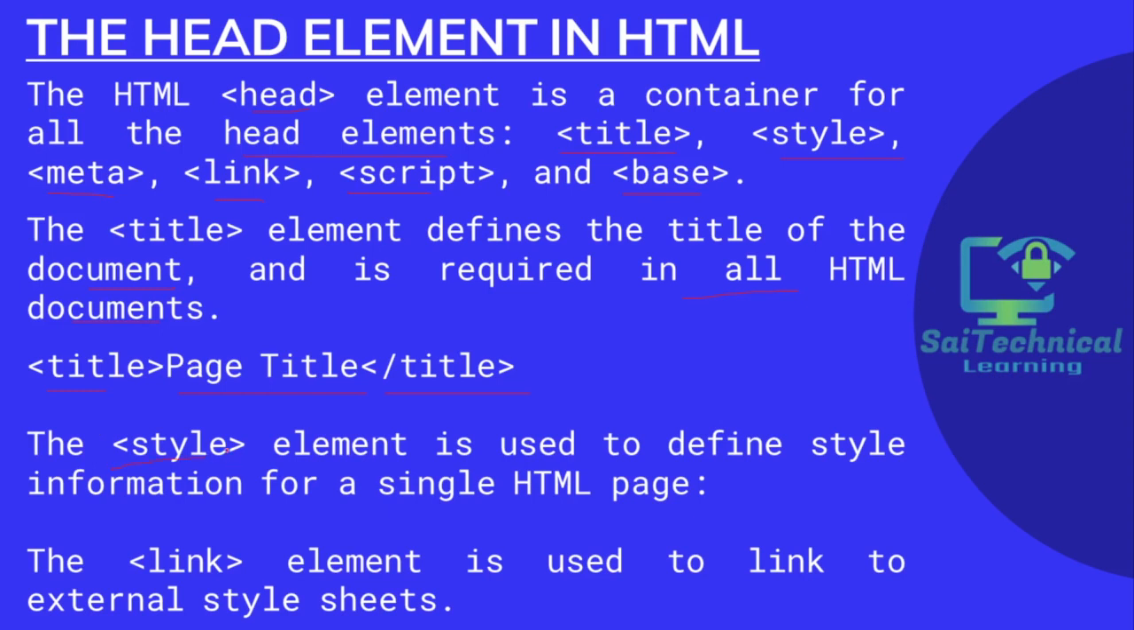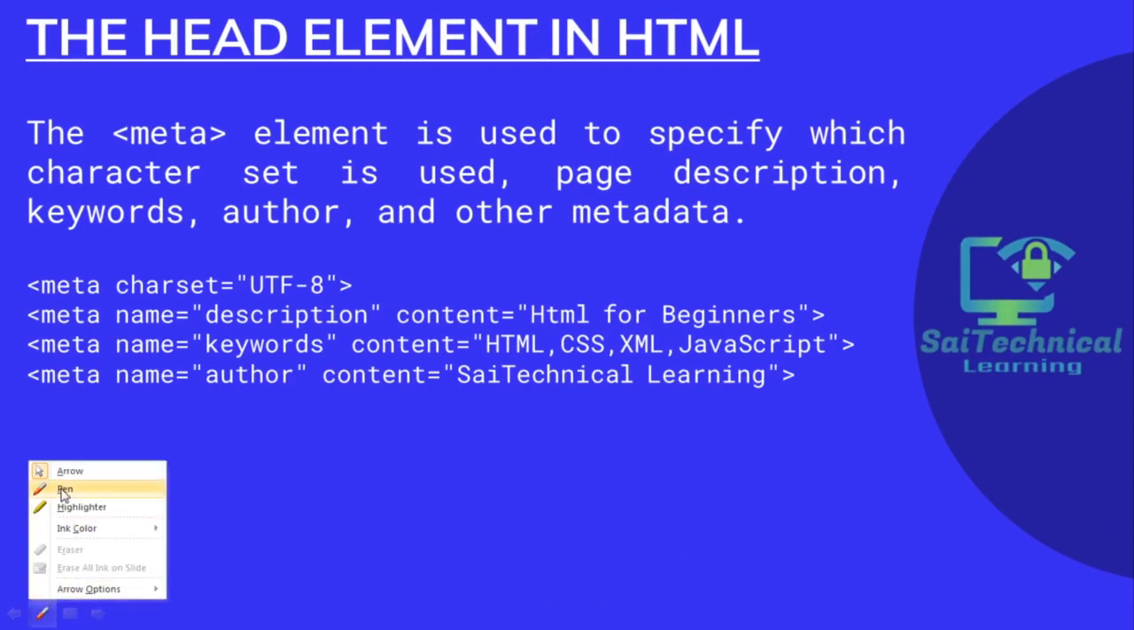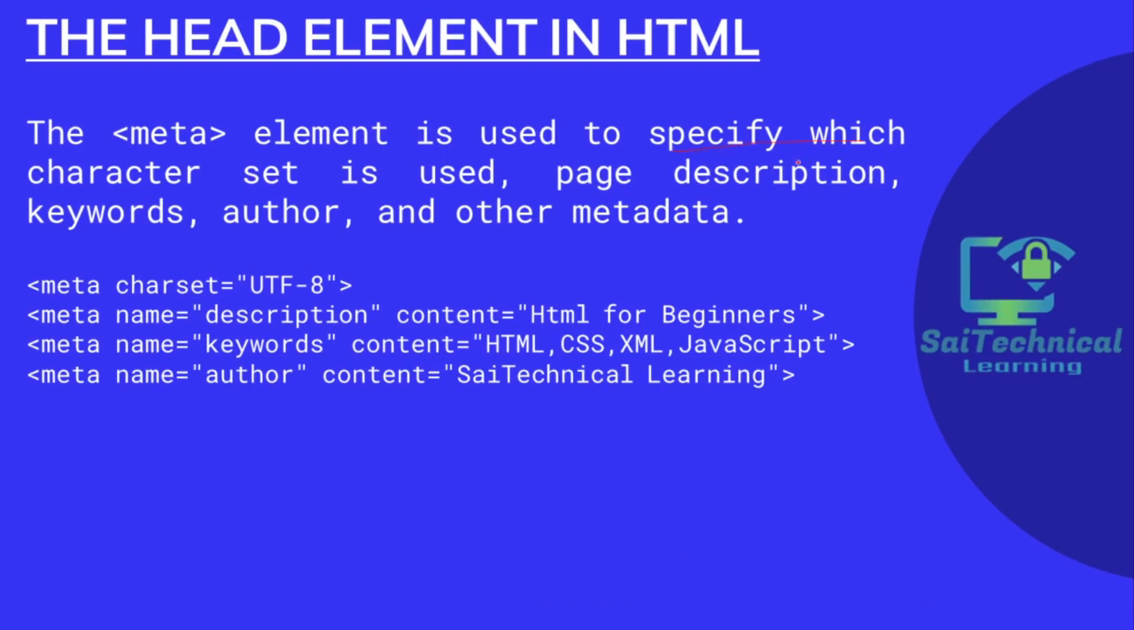Next one, that is the style element. It is used to define the style information for a single HTML page, as we already know in CSS. Next one, that is the link element, which is used to link to external style sheets. Next one, that is the meta element, which is used to specify which character set is used, page descriptions, keywords, author, and other metadata.